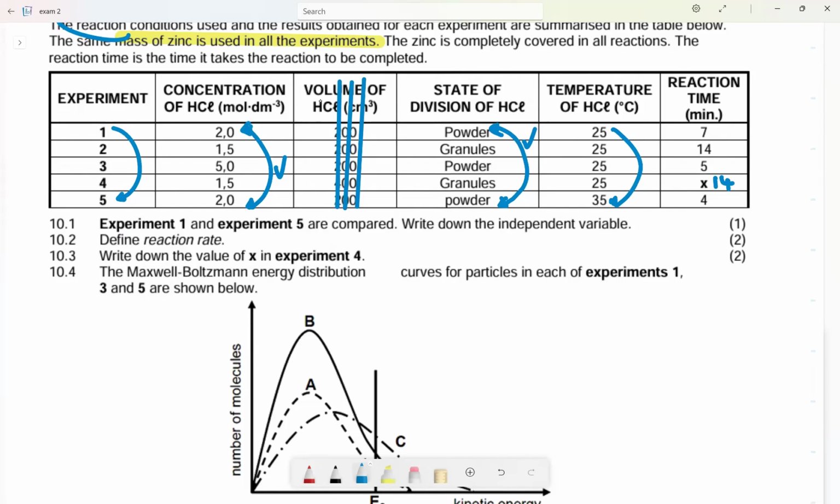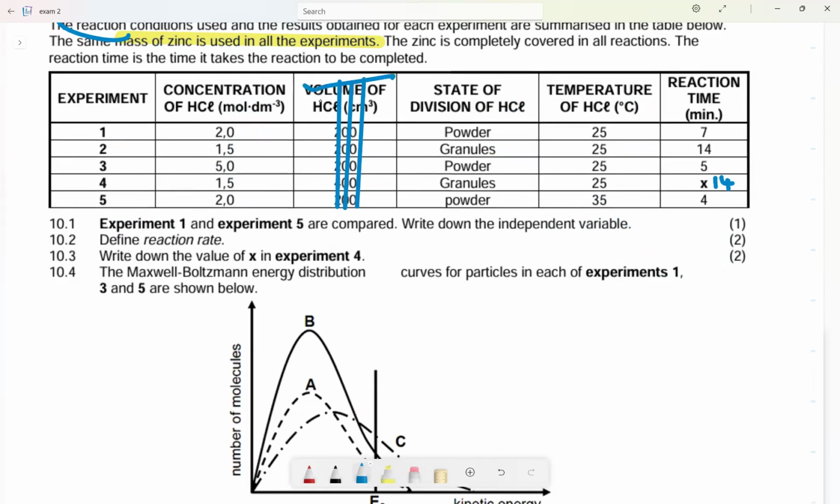10.3, write down the value of X in experiment 4 for 2 marks. Can you see you needed to interpret that it is how much? It is 14. Okay, why? Because if they said why, you would have said the reaction conditions for experiment 1, for experiment 2 and experiment 4 are the same.